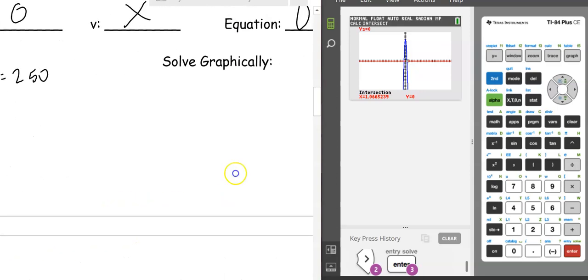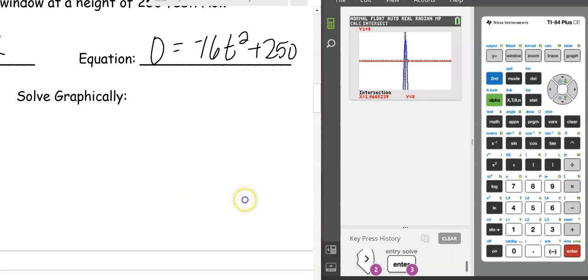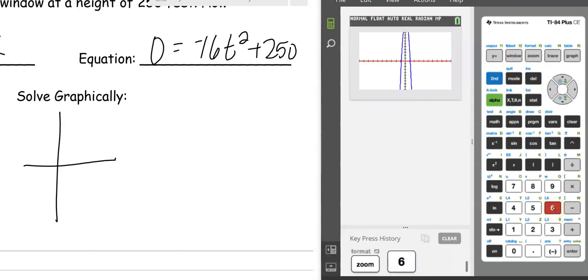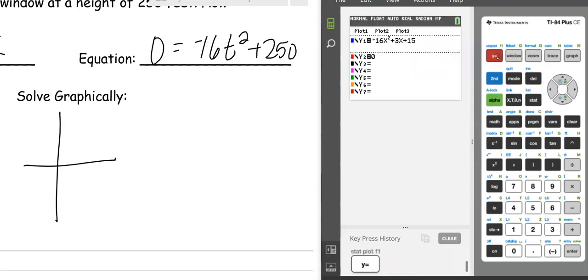Let me show you how much easier this is to do it graphically. So again, I told you I'm going to change my window. I'm just going to zoom 6 it back to normal. Okay, so we can see it a little bit better. So I'm just going to change my y1. My y2 will always be 0, or if it changes, that's always where my ending height is. So negative 16t squared plus 250. My ending height is 0.